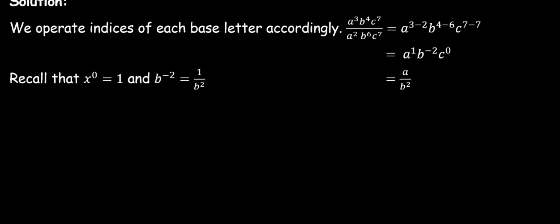Another example. Bracket open, a raised to power 2 times b raised to power 5, bracket close, divided by, bracket open, a raised to power 3 times b raised to power 4, bracket close, equals option A, b raised to power minus 1.